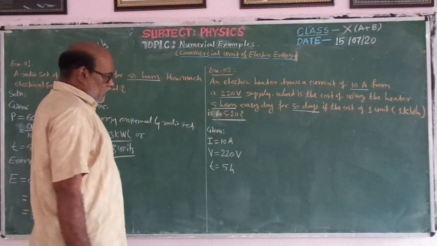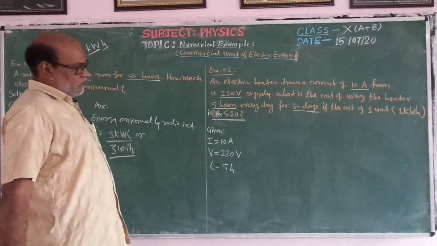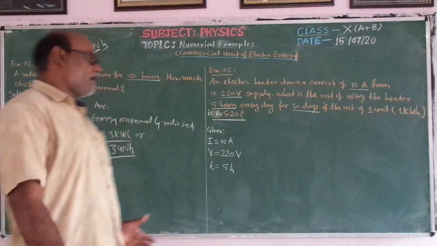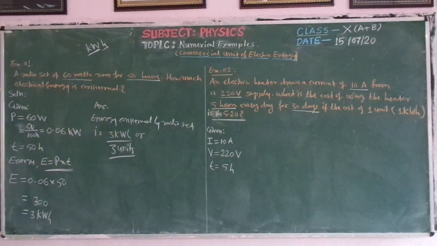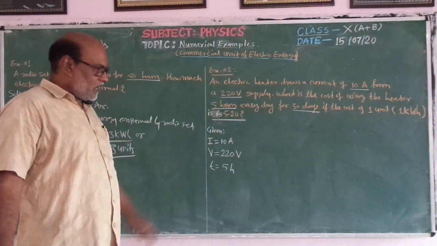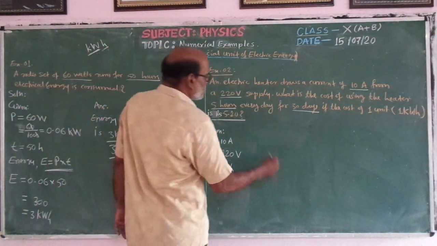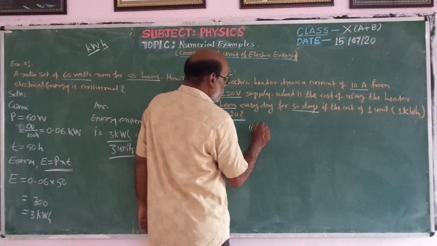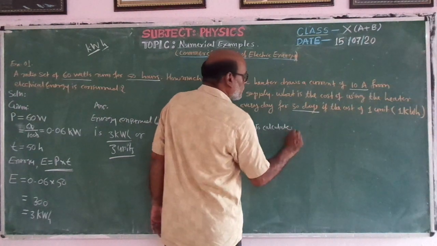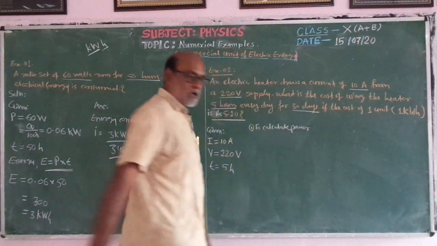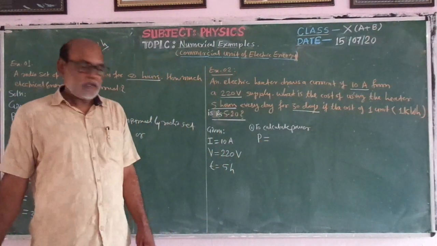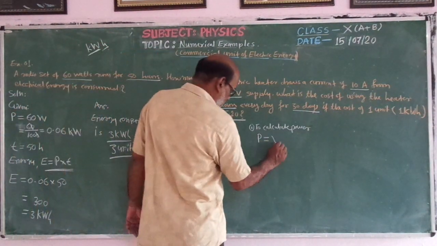Okay. Now, as we discussed earlier, we have to calculate the energy consumed. That means we have to utilize the formula E equal to P into T. That means first we have to calculate the power. First we have to calculate the power, and so we will solve one by one. Number 1, to calculate power. Which formula do we have to use? According to the situation, power is equal to V into I.